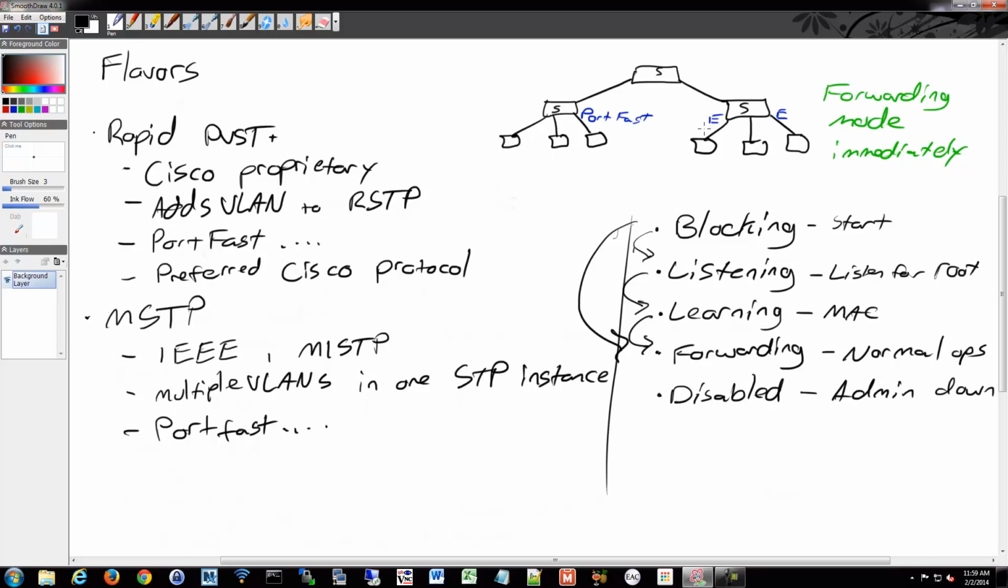So from here we're going to do some spanning tree configuration. We'll do some bridge IDs and set port fast and BPDU guard and talk about why those things are important, and switch between different spanning tree modes, and do some show commands.